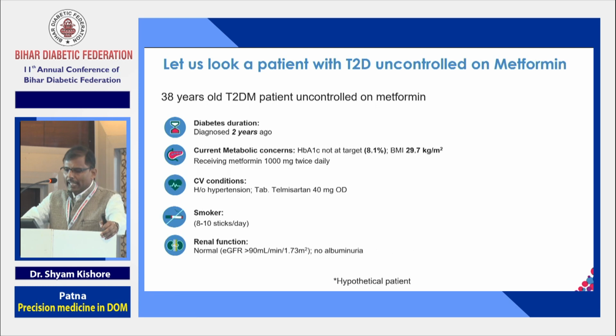So let us have a hypothetical patient case vignette. A 38-year-old type 2 diabetes patient uncontrolled on metformin. His duration of diabetes is 2 years. Current medication is only metformin, 1 gram twice daily. HbA1c is not at target, and it is 8.1%, and BMI is 29.7. History of hypertension, for which he is taking telmisartan 40 milligram per day. He is a smoker, and his eGFR is more than 90. And there is no albuminuria. So what are the things we have to look into in this patient?